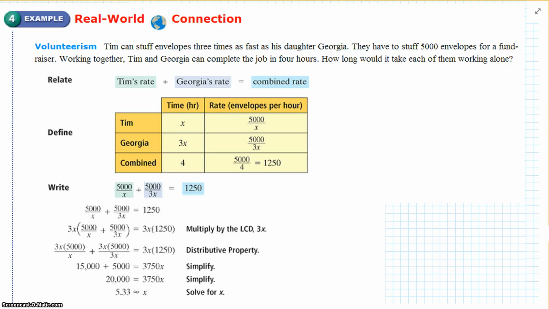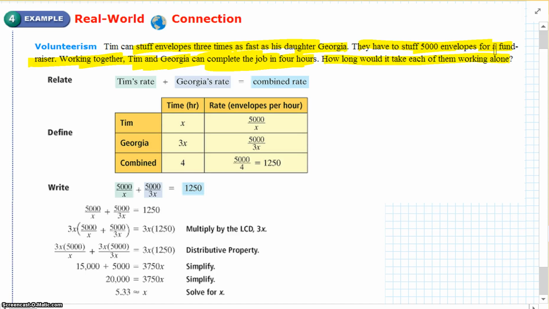All right, example 4, volunteerism. Tim can stuff envelopes 3 times faster than his daughter, Georgia. They have to stuff 5,000 envelopes for a fundraising. Working together, they can do the job in 4 hours. How long would it take them working alone? So let's set up a table of time and rate.